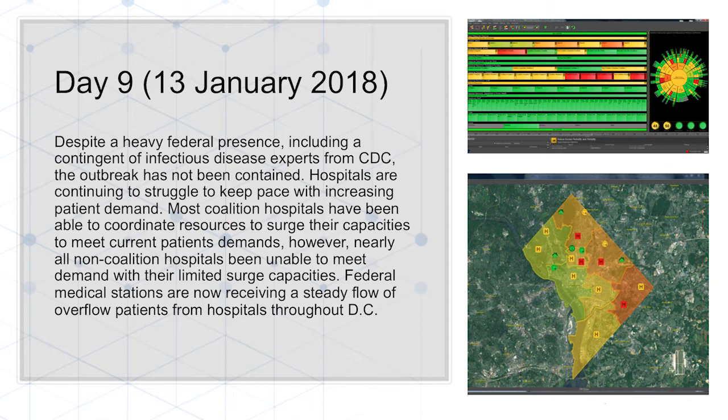Despite a heavy federal presence, including a contingent of infectious disease experts from CDC, the outbreak has not been contained. Hospitals are continuing to struggle to keep pace with increasing patient demand. Most coalition hospitals have been able to coordinate resources to surge their capacities to meet current patient demands. However, nearly all non-coalition hospitals have been unable to meet demand with their limited surge capacities. Federal medical stations are now receiving a steady flow of overflow patients from hospitals throughout the DC area.